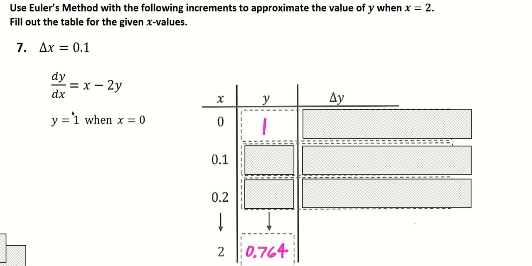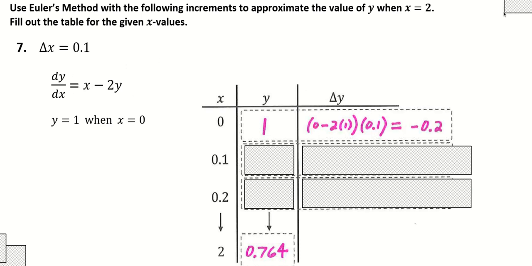0.764. So for the stuff by hand, just remember that the change in y is dy/dx times delta x. I did write out some work here. So this is the dy/dx part, and you have to use your current x and y values. At the moment, x is 0, y is 1, and that's what gets plugged in here. And the good news is your delta x is always just going to be 0.1.